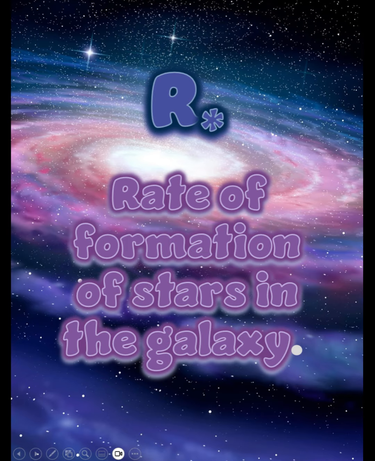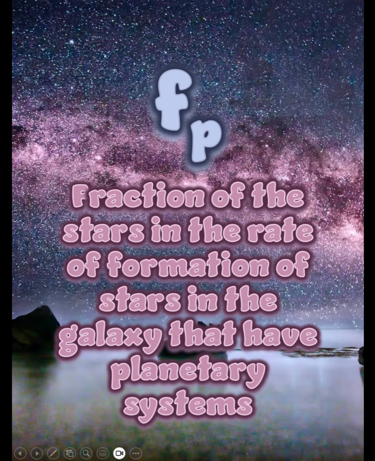Little letters down to the right of the main variable are referred to as sub, so when you hear me say a letter sub another letter, that's what I mean. Next, f sub p stands for the fraction of the stars we just looked at in the letter R that have planetary systems. Ignore all stars that don't have planets.